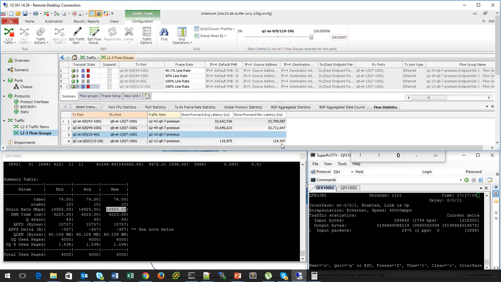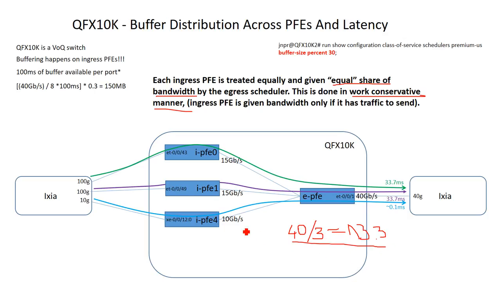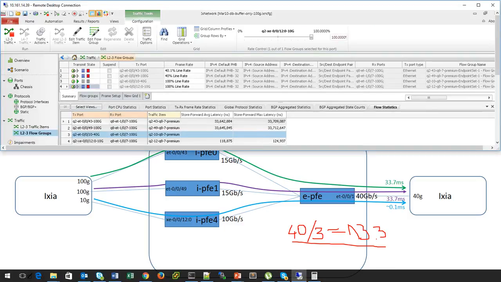Obviously, the third flow that is going through the packet forwarding engine that is not oversubscribing, that is in profile in terms of this value here, that queue is going to be close to 0. No need to use the queue from that one. And we see that the switch is able to hold the latency at around 30 milliseconds under these conditions.